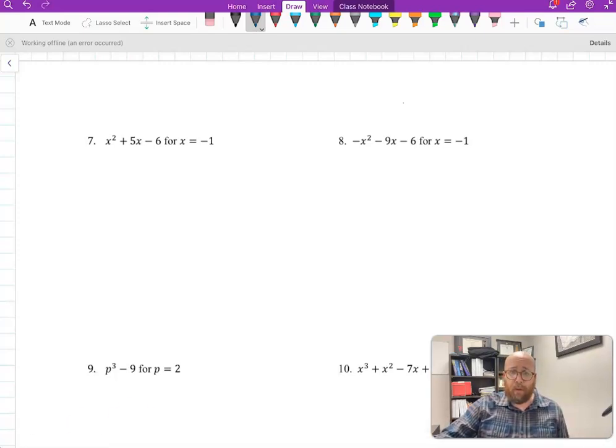Continuing with our notes for assignment 13, let's look at problem number 7. We have x squared plus 5x minus 6, and we want to evaluate for x equal to negative 1. Now, especially with multiplication and exponents, I like to replace my variable with a set of parentheses.